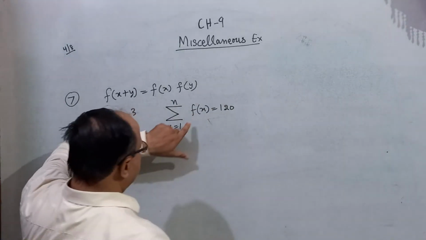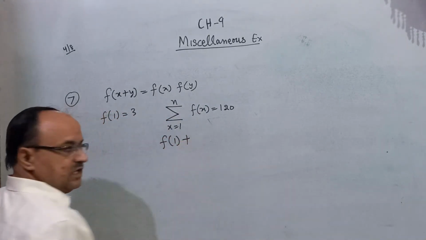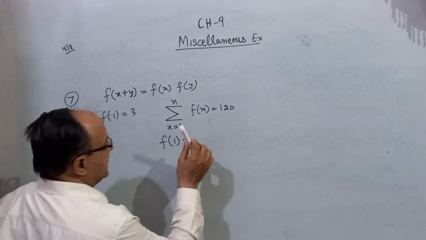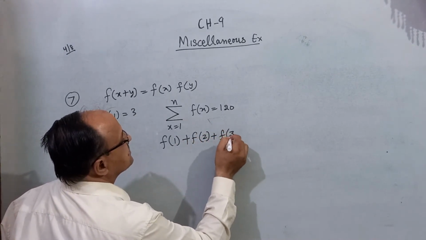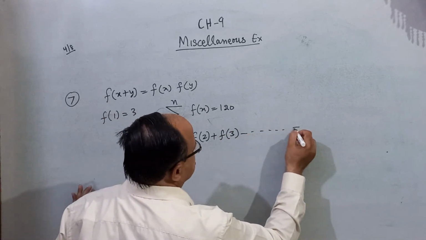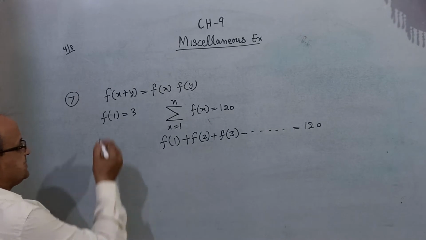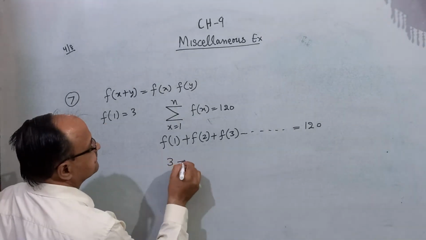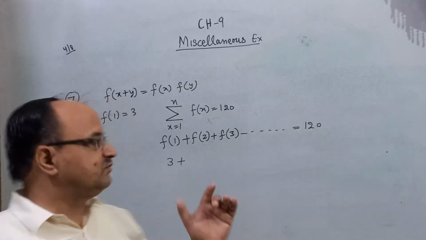When you put 1 here, you will get the first term. When you put 2 here, you will get the second term. Similarly, the third term. This sum is 120. And you know that the first term is given as 3. Now we want to find f(2) with the help of this relation.